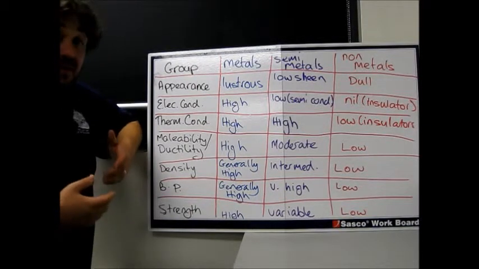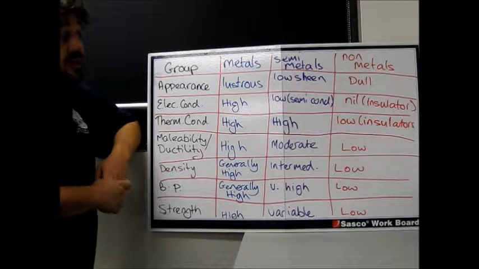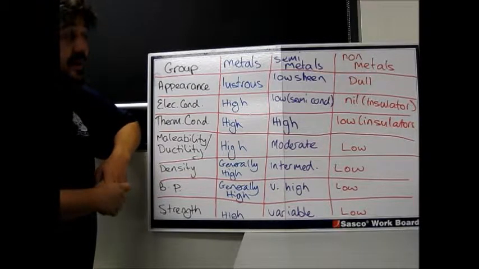Semi-metals is low, they tend to be semiconductors, whereas non-metals are insulators.